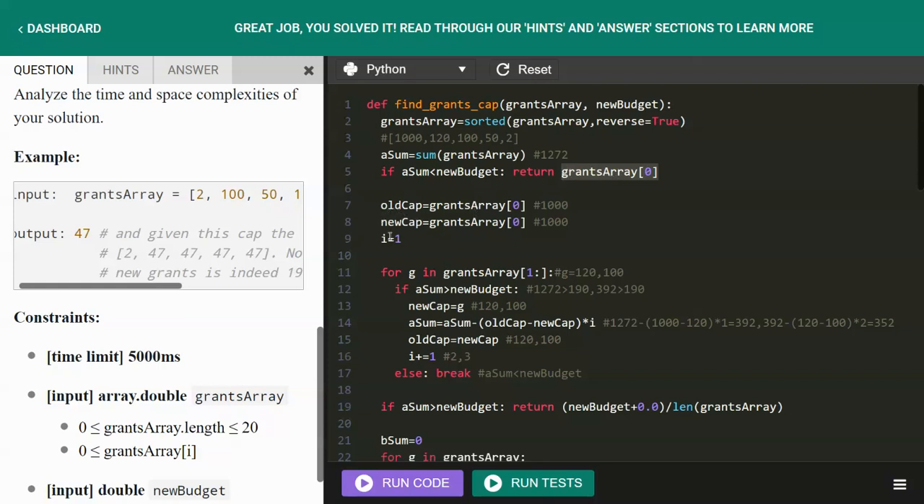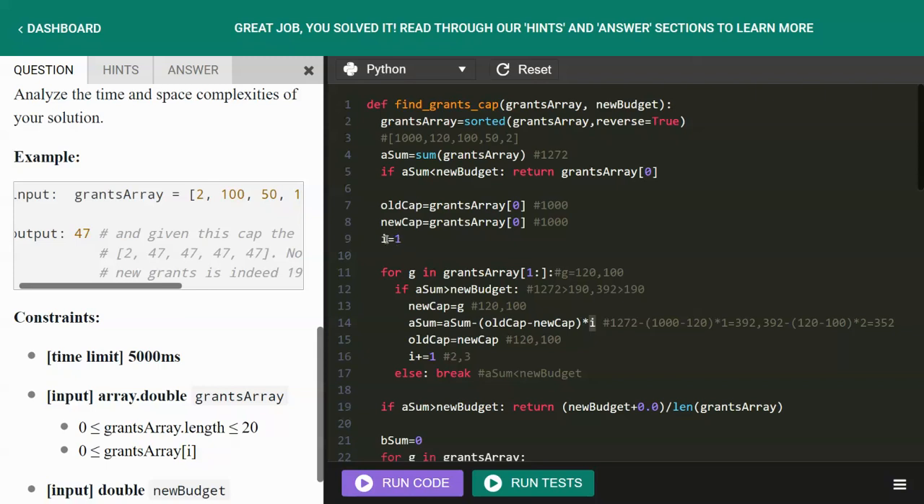Okay, and now we need two variables. One is the old cap rate, which is the previously set cap rate, and the other is the new cap rate, because we need to take the difference to determine the running sum. Of course, we can always reevaluate the running sum by looking at all the elements, but that will be very slow. So to make it faster, we keep track of the difference, and then multiply by how many grants are being impacted. That will be the index I keep track of, right?